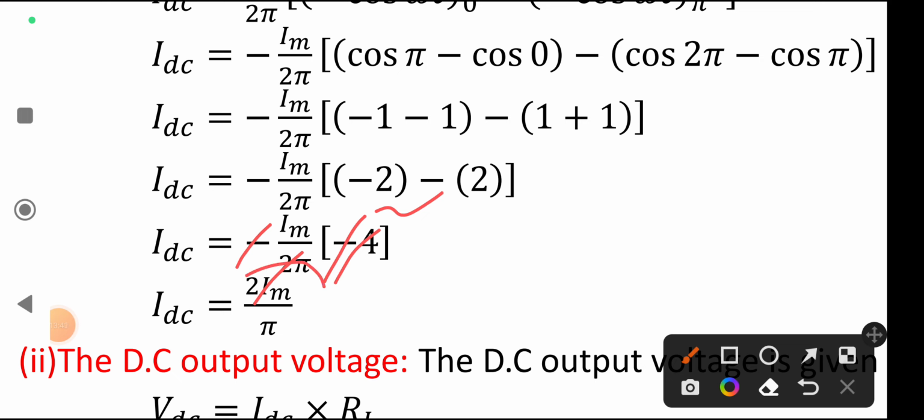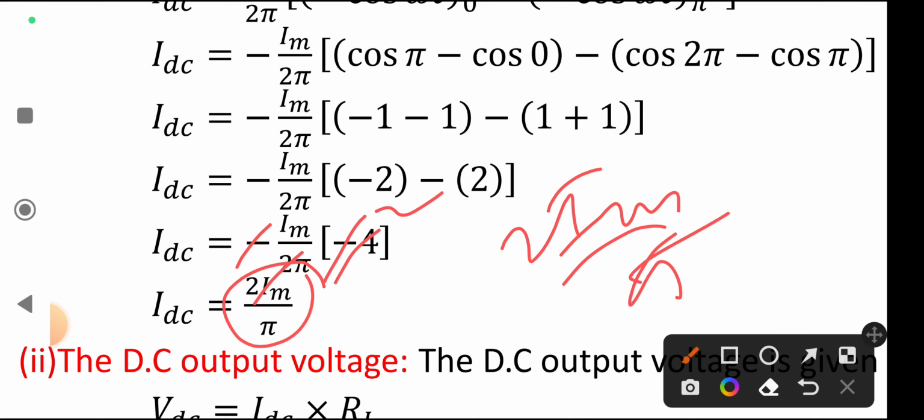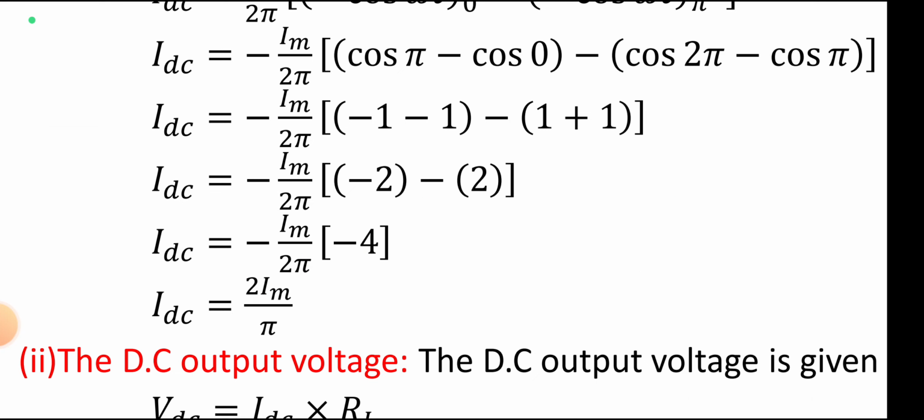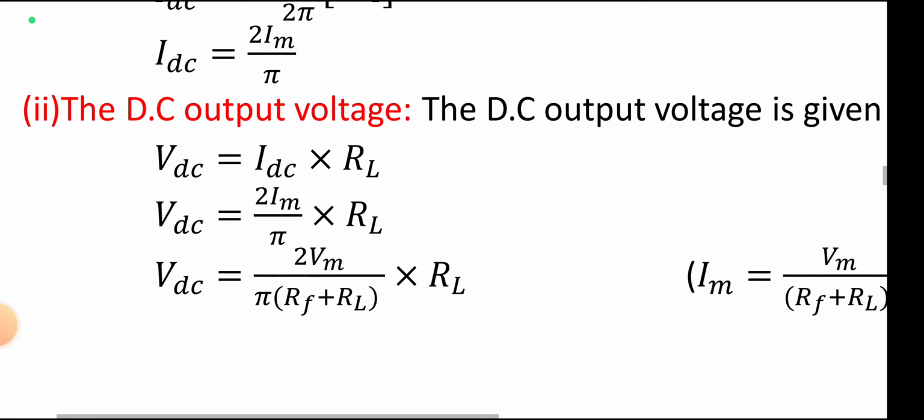So finally we get IDC as 2 Im by pi. Okay, 2 Im by pi. Don't forget this value, because we use it again and again in the next steps. So IDC is 2 Im by pi, don't forget it.